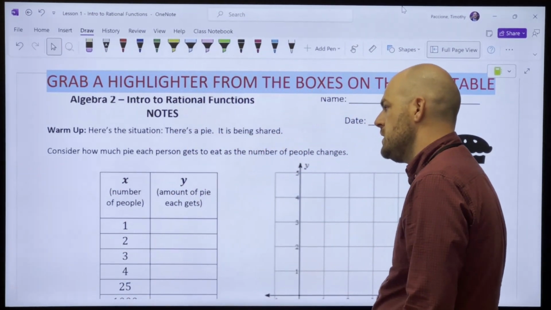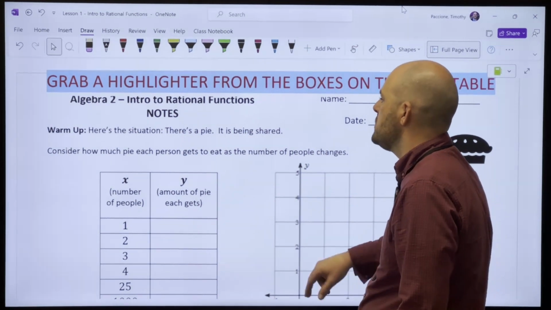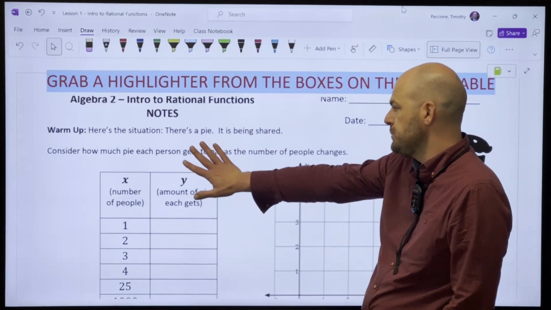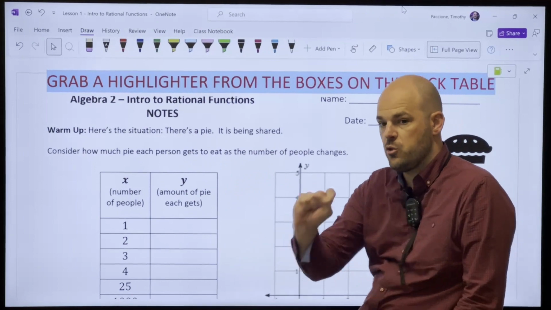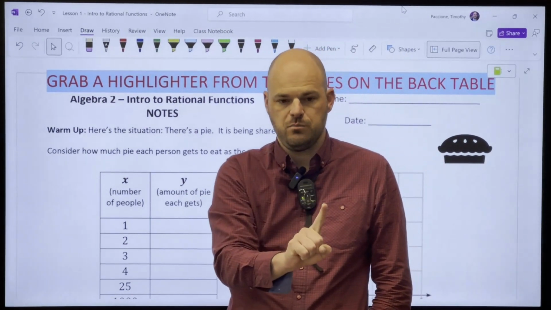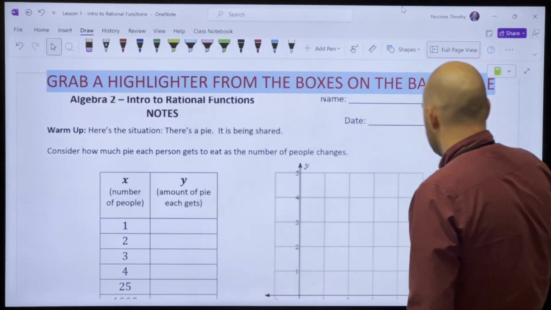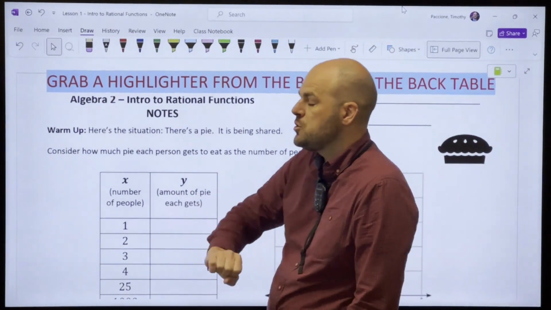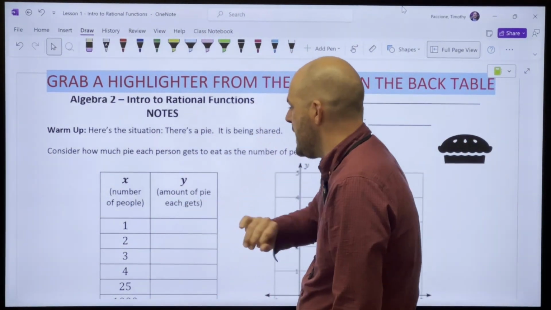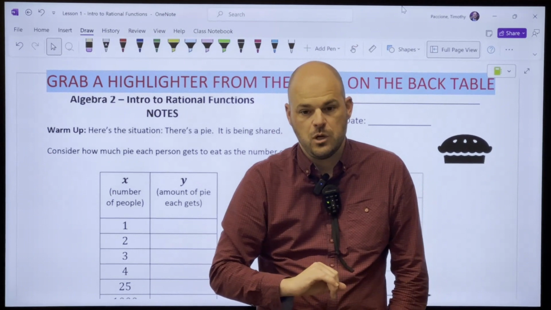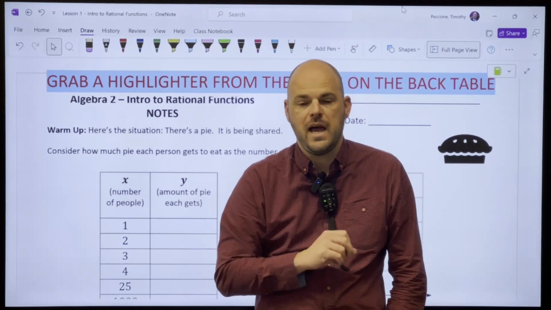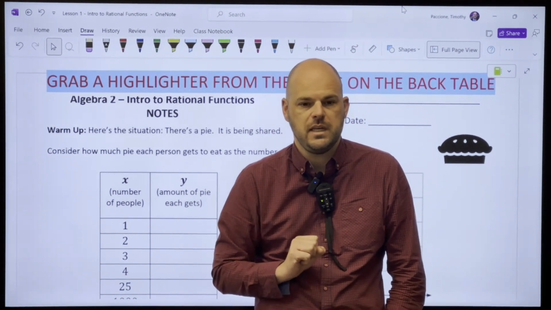And this pie. So this is the way this works. There's a pie. It's being shared. There's just the one pie in every situation. Okay? Just a one pie. X is your number of people. Y is how much pie they get. So if there's one person and there's one pie, how much pie does that person get?